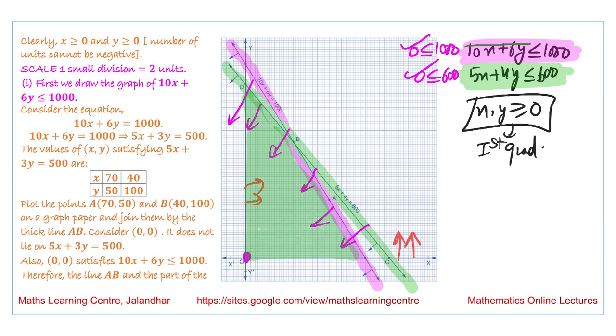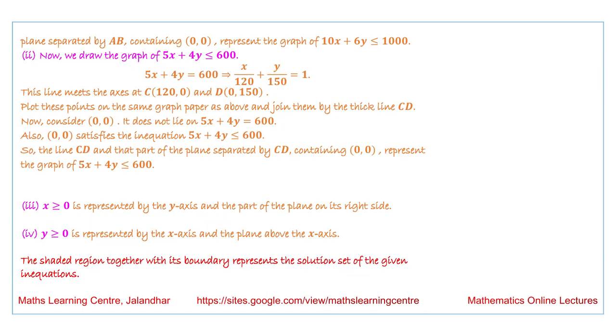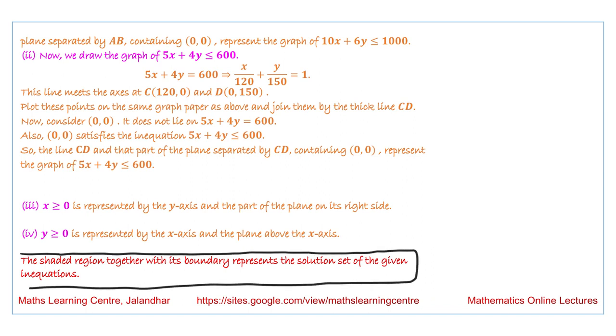So the values of x and y can vary in this region. These are the common points we have. So on solving these inequations, the shaded region together with its boundary represents the solution set for the given inequalities. These kinds of problems we will solve further when we move to our chapter on linear programming, where we will solve problems based upon the applications of linear inequalities.